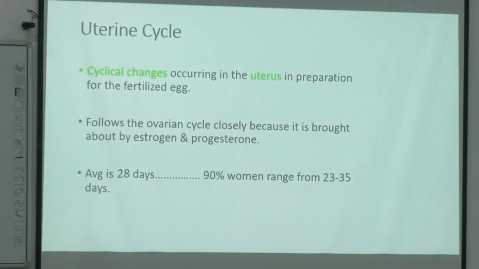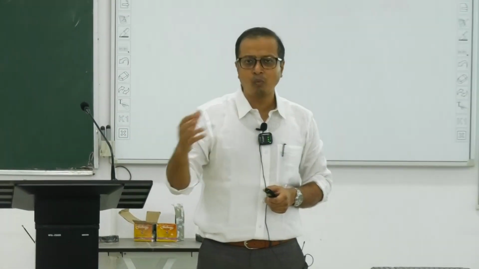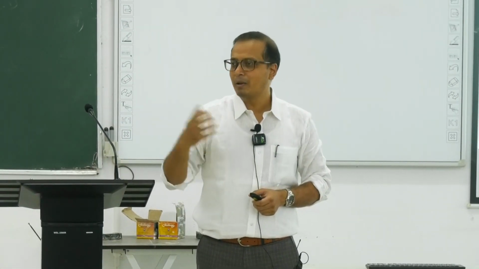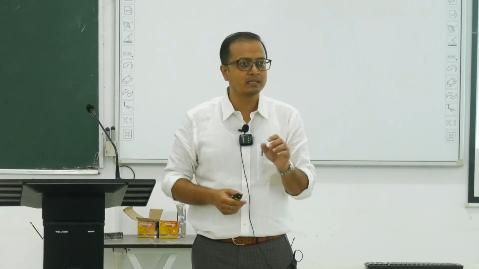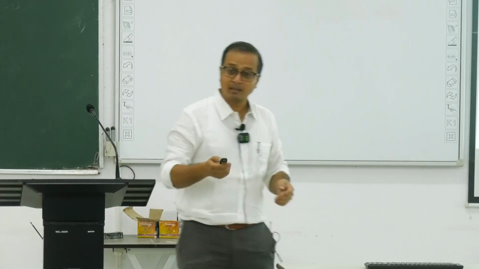Uterine cycle, we'll catch up in the next session. So for this ovarian cycle, you should corroborate with the formation or maturation of the ovum which is taking place. This is orchestrated by the hormones. Remember the names of the hormones and the phases of this ovarian cycle, which are important to us. And that's it. Thank you very much.